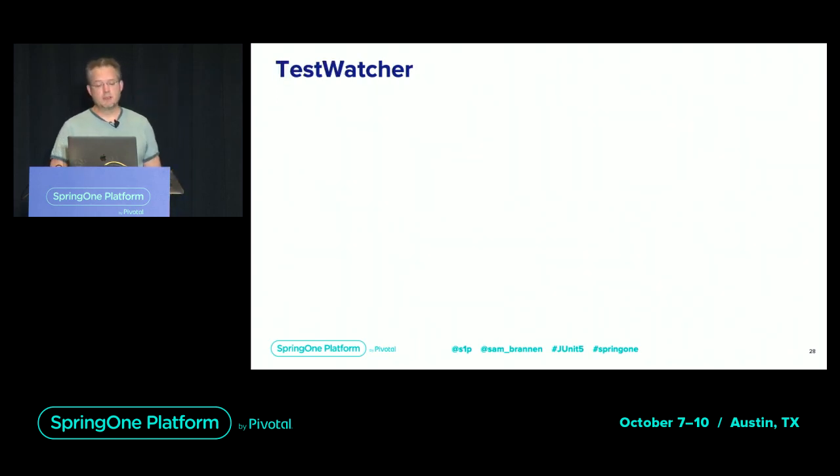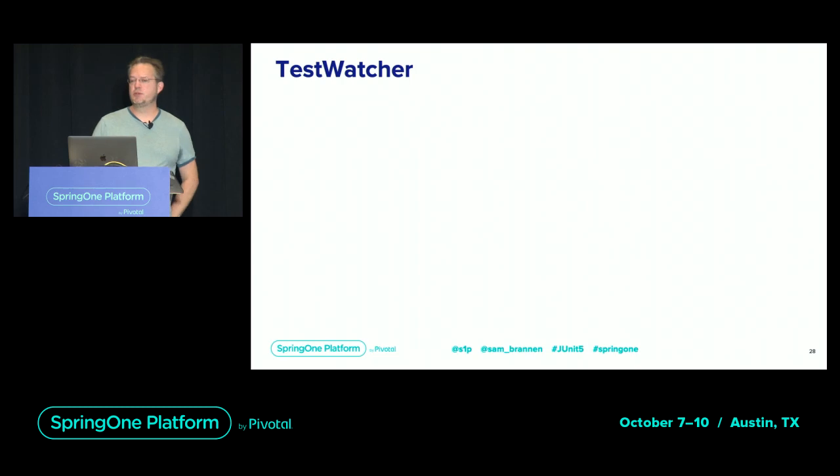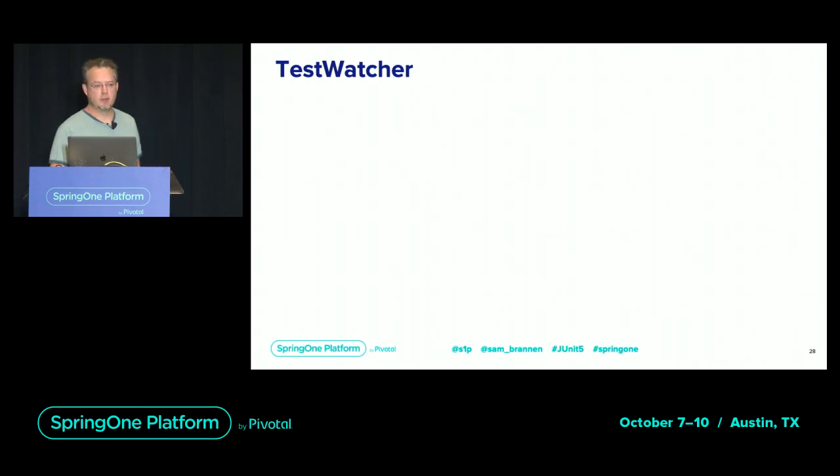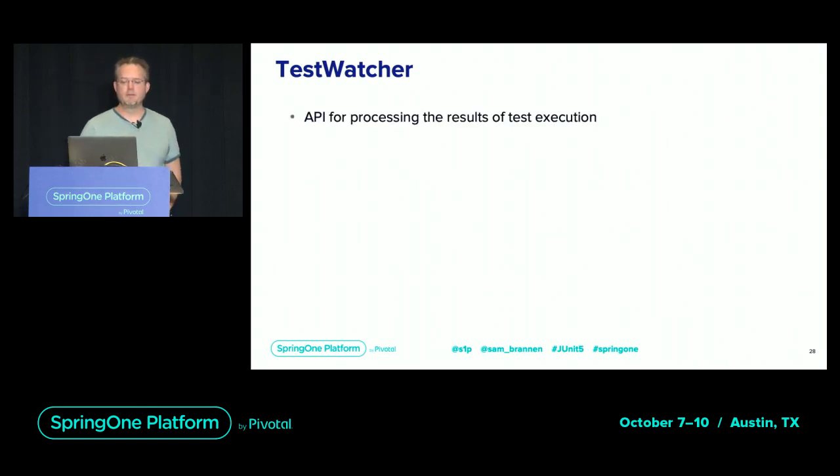TestWatcher. So a test watcher, as the name implies, is supposed to just watch the test. It's not allowed to actually influence the test. If it throws an exception, it just gets swallowed and logged because you're not allowed to change anything. But basically you can process the results of the test execution. You can log stuff, have your own kind of reporting if you want, and you can do some tricky things as we might look at later on.